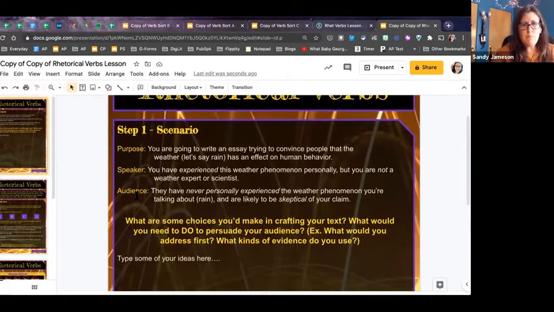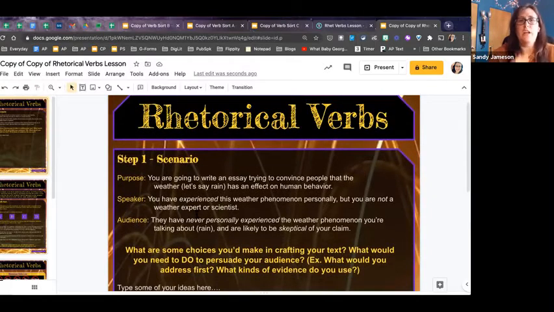So we're going to start off here on slide 1. This is what we're starting off with. I'm going to give you a scenario, and we're going to act as though we are going to be making this argument. In our scenario, you're going to write an essay trying to convince people that the weather, let's say rain, has an effect on human behavior. That's your purpose, your goal, your thesis. The weather affects human behavior.